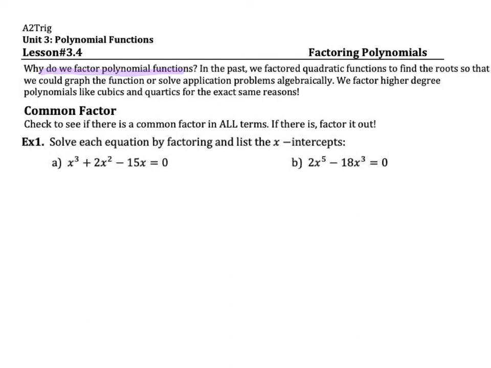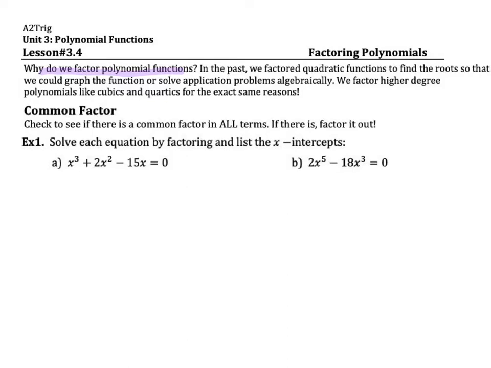We just spent Unit 2 on quadratics. We factored to find the roots so we could graph a little bit easier potentially. We're going to do the same thing with higher degree polynomials, cubics, quartics, anything to the 5th power, 6th power. We might be able to factor, and if we factor, that allows us to get an idea of what the graph is going to look like. So let's go ahead and jump in here and try to factor.